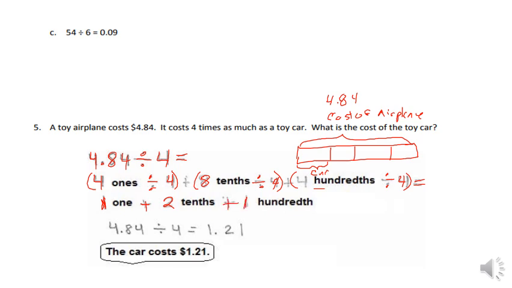Now I have to add all those partial quotients up, and I would end with 1 one, 2 tenths, and 1 hundredth. So you can see here they put it down as $4.84 divided by 4 would equal $1.21. So the toy car costs $1.21.